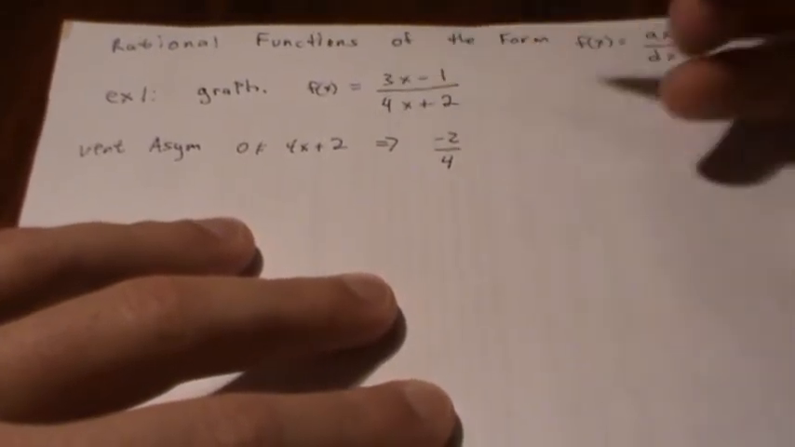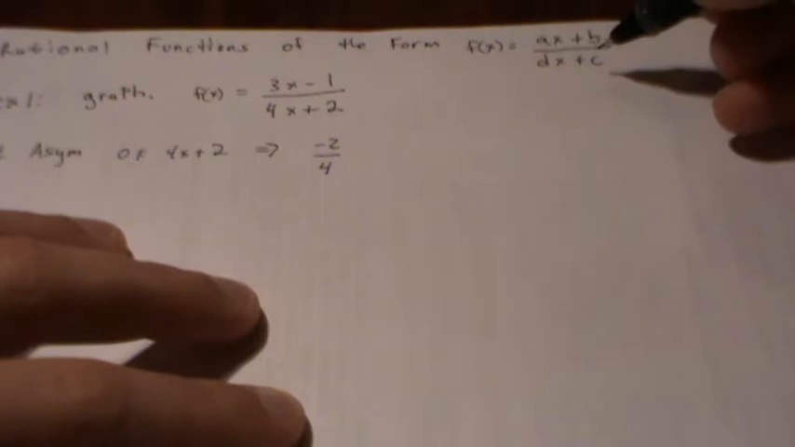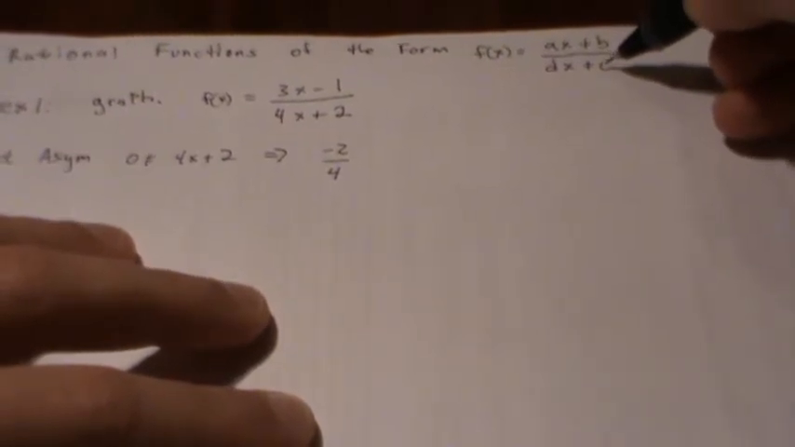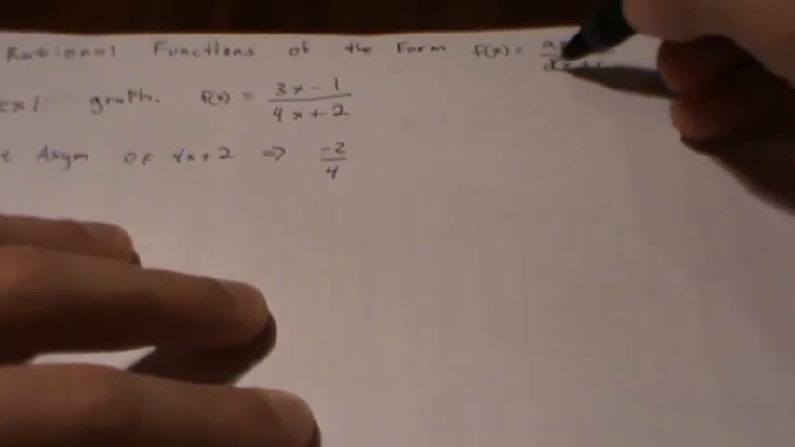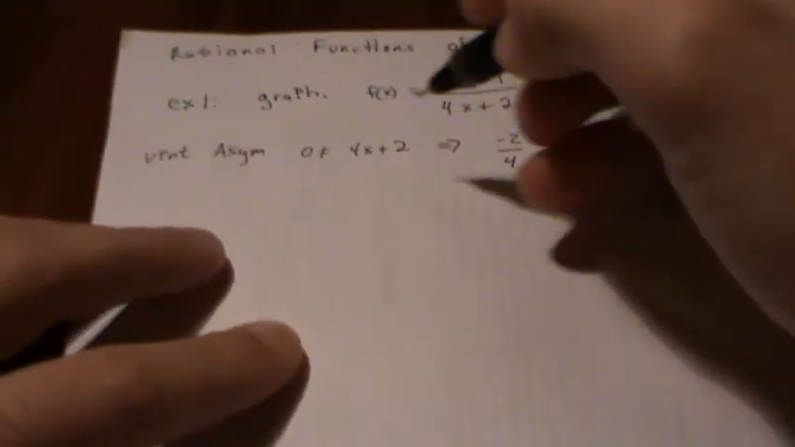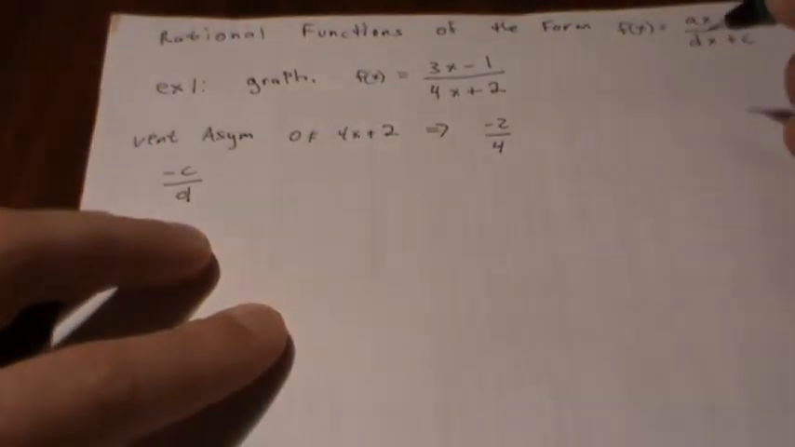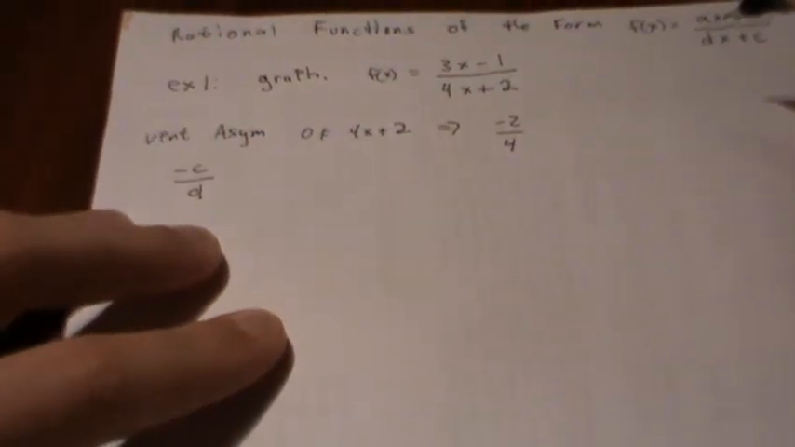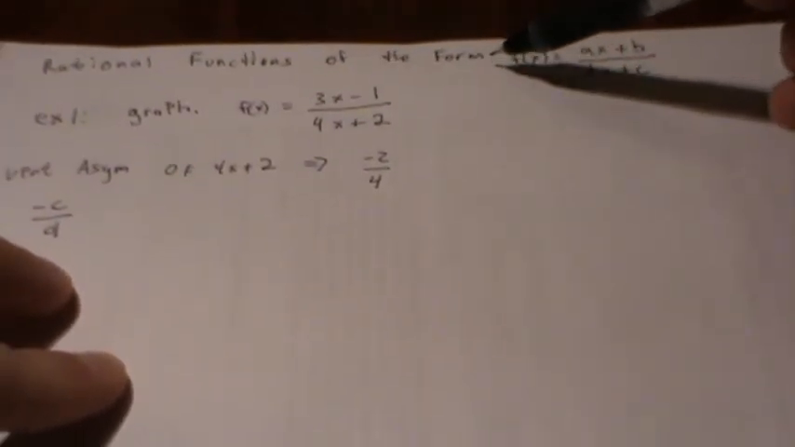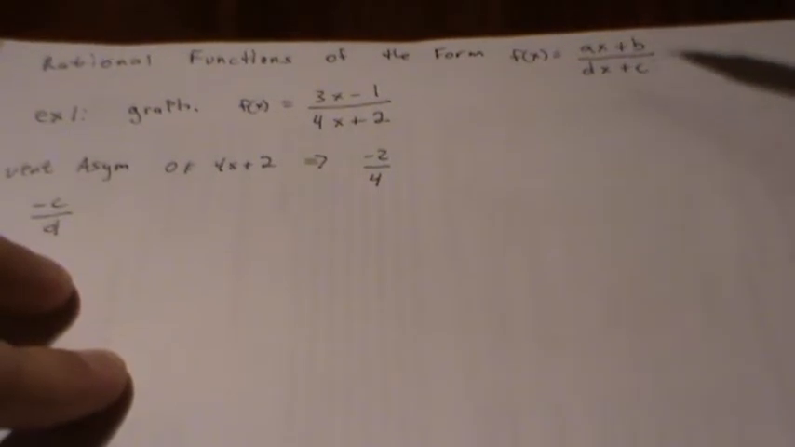So if we look at the form up here, it's c divided by d, negative. So the vertical asymptote is negative c over d. It's always going to be that way, because today we're talking about rational functions of this form, and they're only going to appear in this form.